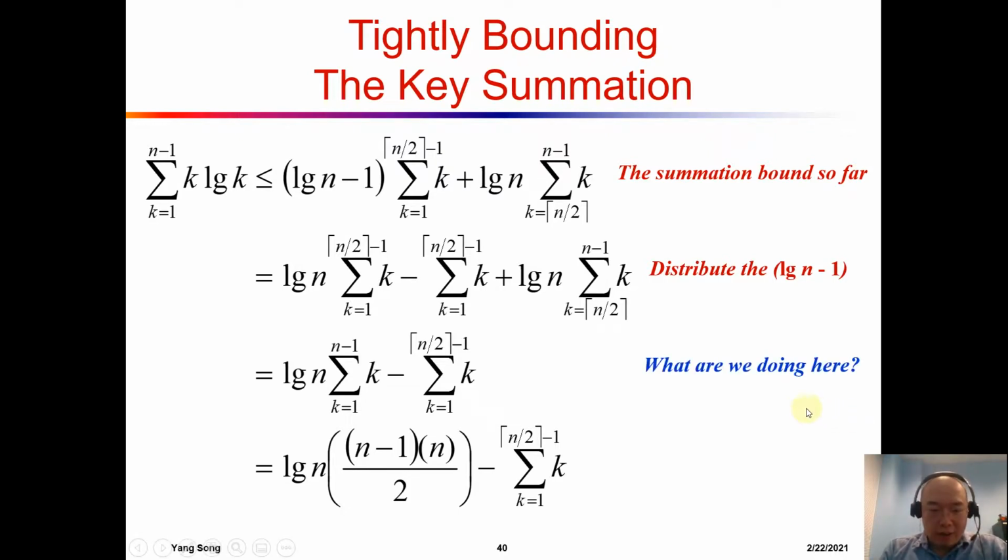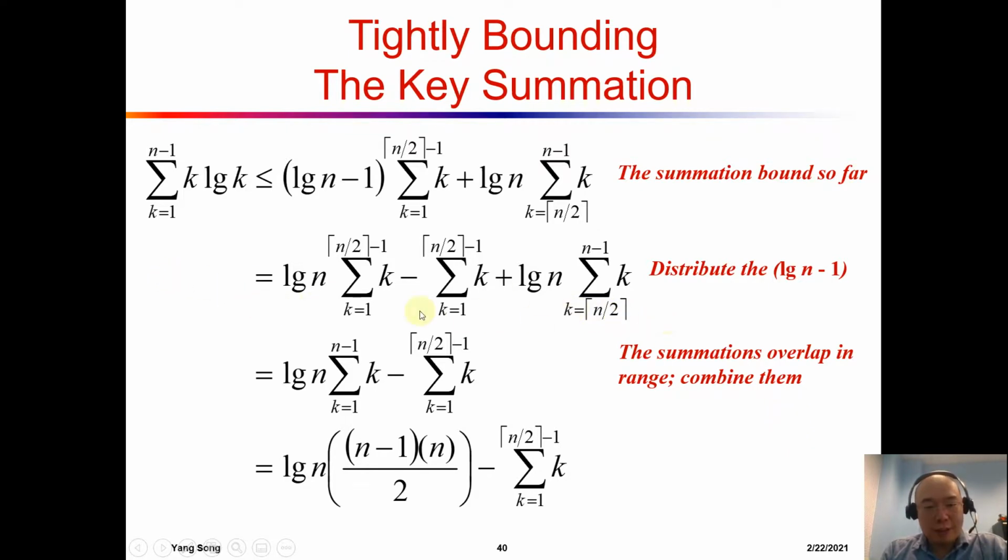So what are we doing here? For this part, we are combining two of the summations. The first summation is from k equals 1 to half n minus 1, and the last summation is from half n to n minus 1. So the first and the last summation can be combined together. Let's go ahead and do that. And after that, you have a summation of k from 1 to n minus 1.